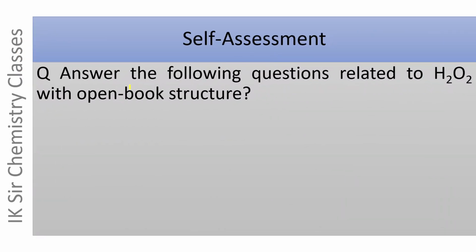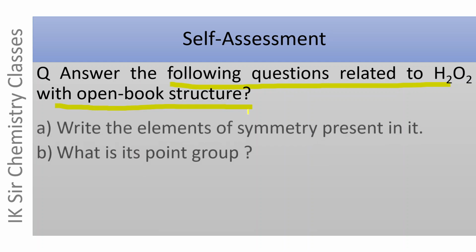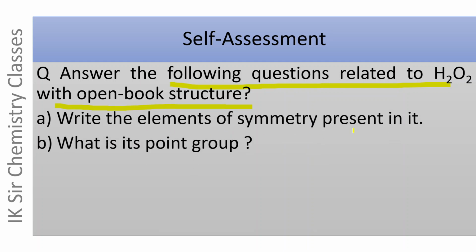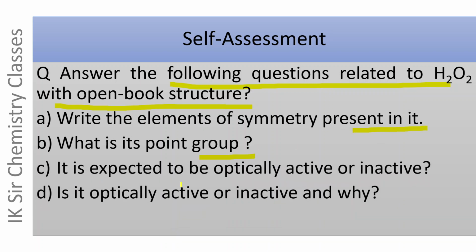Now the time for self-assessment. Answer the following questions related to H2O2 having open book structure. Write down the elements of symmetry present in H2O2. What is its point group? Is it expected to be optically active or inactive, and is it optically active or inactive, and why? We have to write down the elements of symmetry in H2O2, its point group, and we have to predict its optical activity and what is the reality about its optical activity.